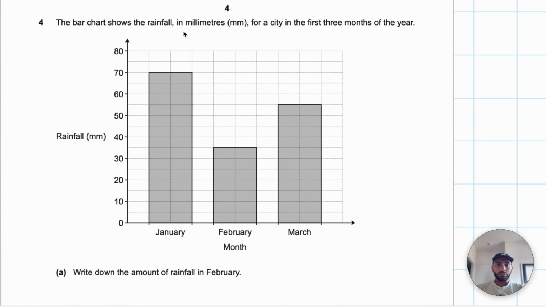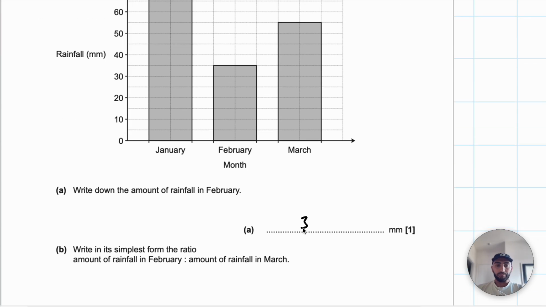Question 4. The bar chart shows the rainfall in millimeters for a city in the first 3 months of the year. Write down the amount of rainfall in February. Go up from February. We can see it's between 30 and 40, halfway between them. So that number would be 35.